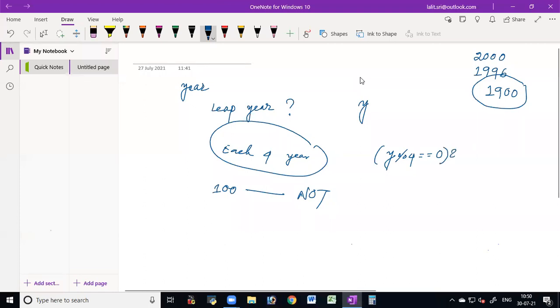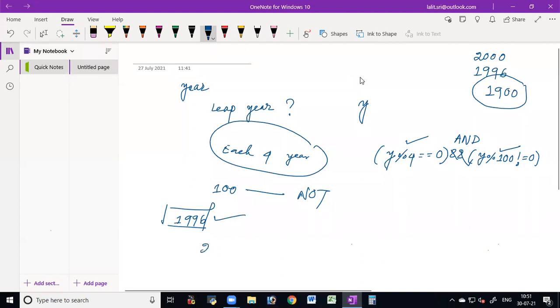But, we can write AND, this symbol AND, right? The year is not divisible by 100. When I divide Y by 100, the remainder is not equal to 0. That means it is divisible by 4, but not divisible by 100. It is a leap year. For example, I am taking 1996. It is divisible by 4, and not divisible by 100 also. So this is a leap year.